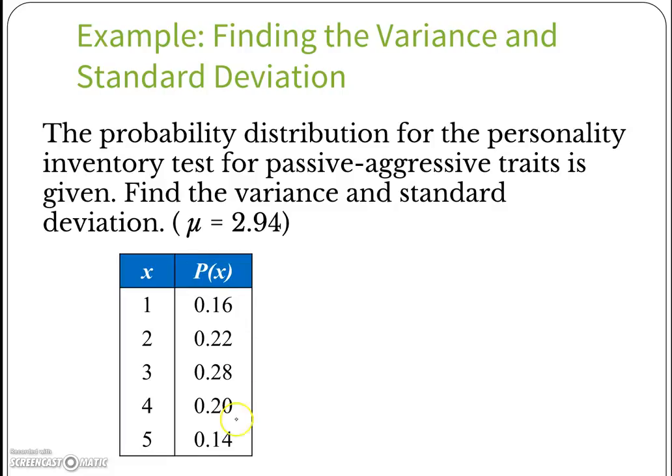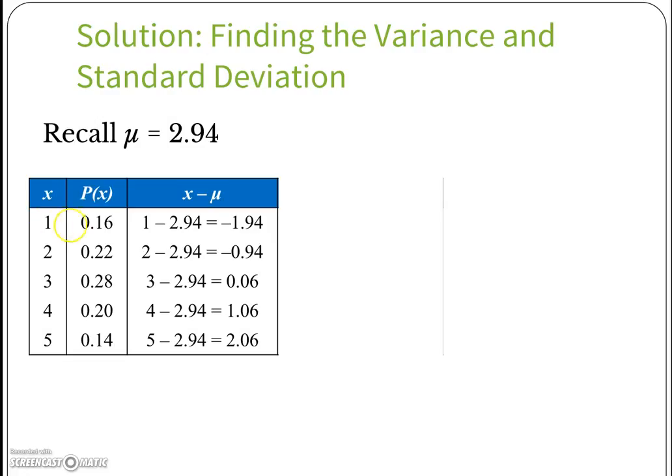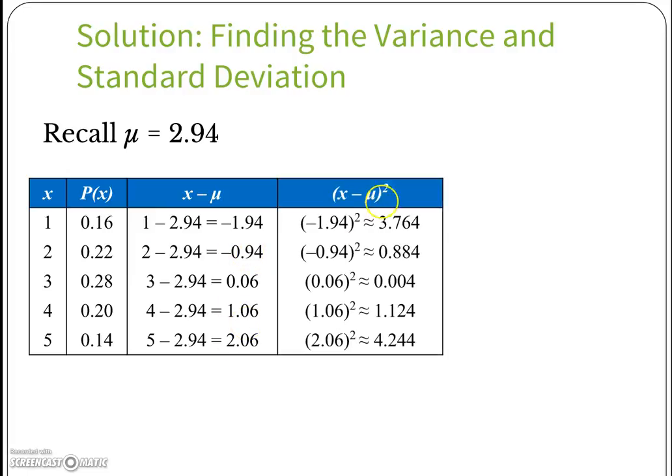So here we have the same example. So we had the 1 and the 0.16 for the x and the p of x, and we computed the mean for that in the previous example. So now we're going to find the variance and the standard deviation. So first step is we have our x column, we have our p of x column, and then we have to do x minus the mean. So you can just subtract your x from the mean to get negative 1.94, and then you have your x is 2 and the mean is 2.94, so you do x minus the mean and subtract those numbers, and all the way down. The next step would be to square those numbers.